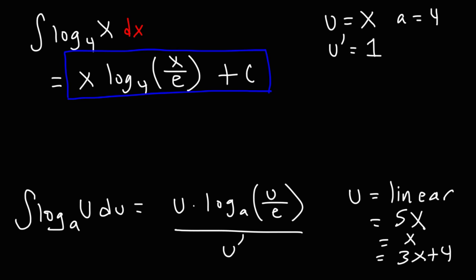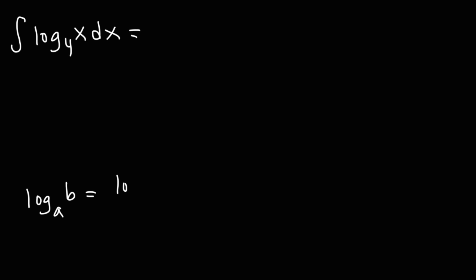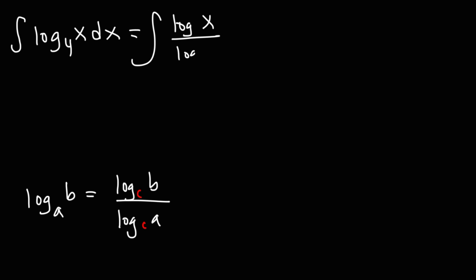But let's talk about how we could show our work starting from the original problem to this answer. Let's rewrite the original problem, log base 4 of x dx. The first thing that you need to keep in mind is the change of base formula. Log base a of b is equal to log b divided by log a. You could change the base to anything you want. So what we're going to do is change it to base e. So this is going to be log of x divided by log of 4, base e.